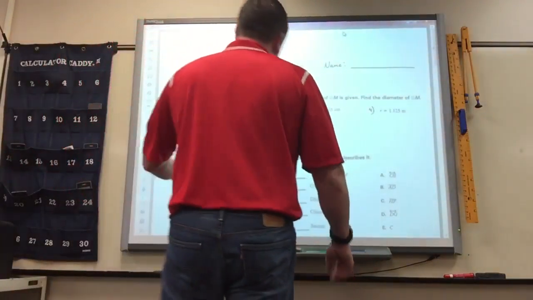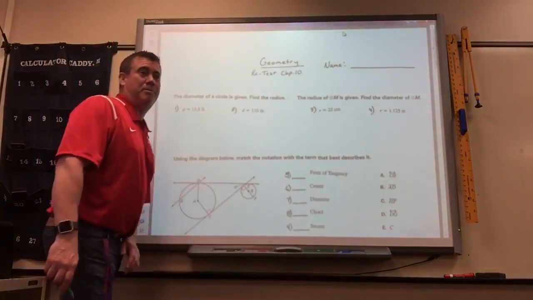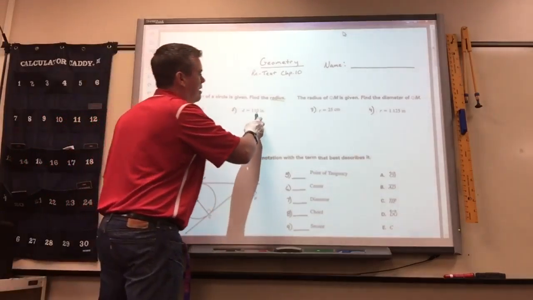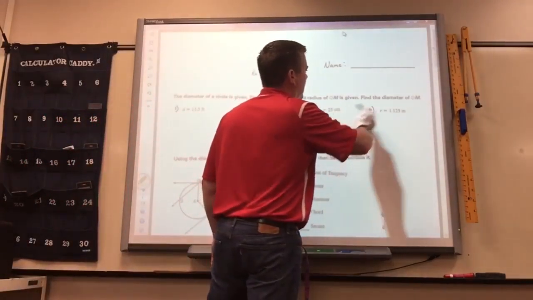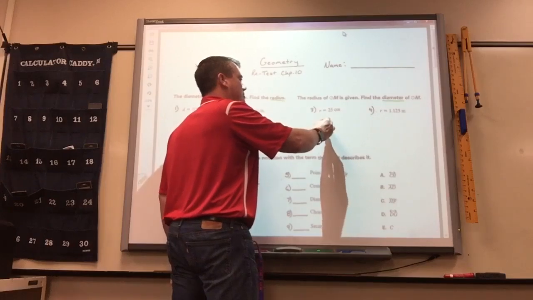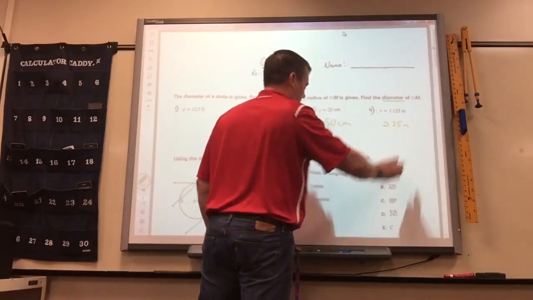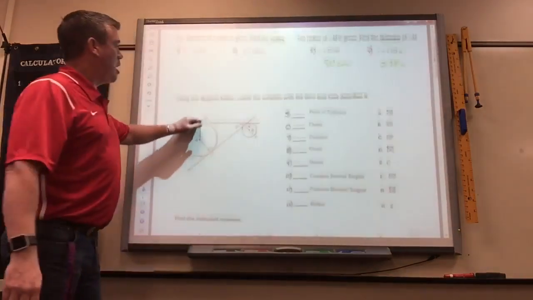The first four are simple, yet every year there's people that get these wrong. If the diameter is given, find the radius. You just do what? Cut it in half. If they're given a radius, what do you do to find the diameter? Double it. Okay. All right, the matching.